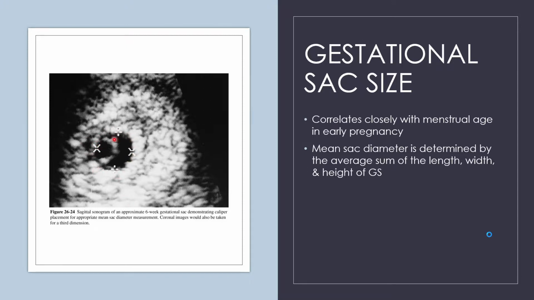So these are calipers right here that we use to measure. So this is a sagittal sonogram. And I know it's sagittal because they told me right here. Otherwise, I wouldn't know. So this is a sagittal ultrasound at around 6 weeks.